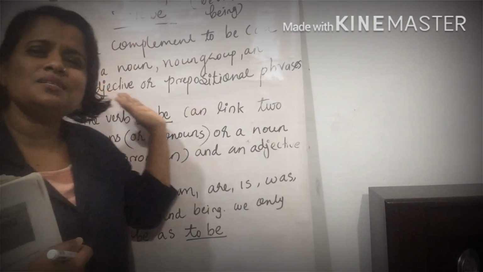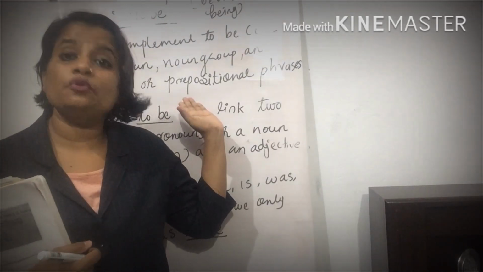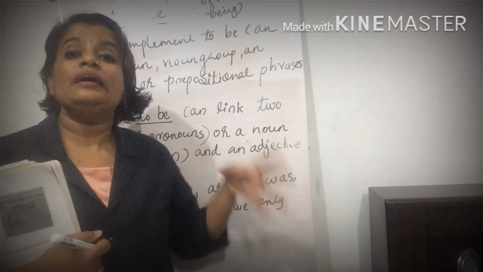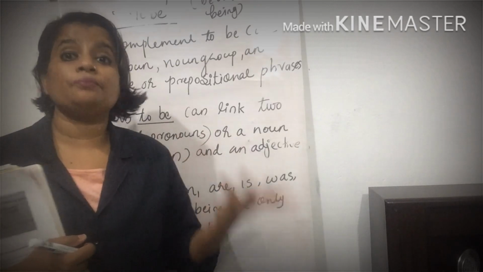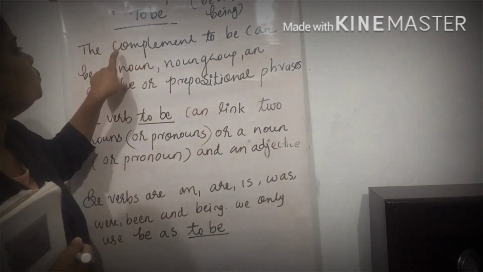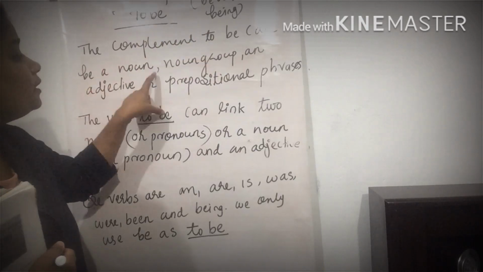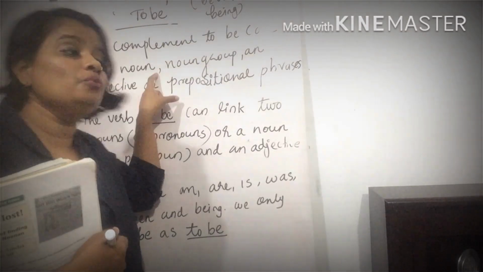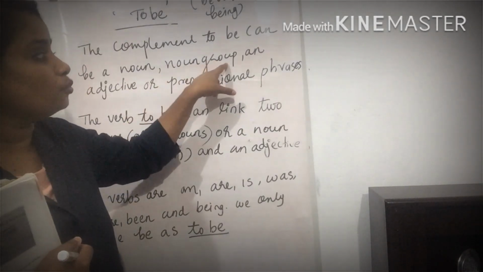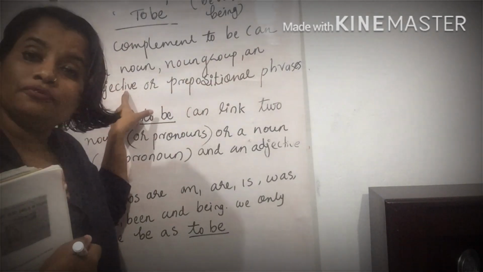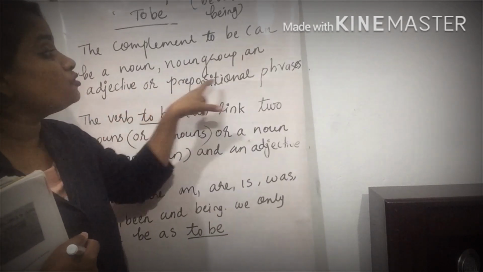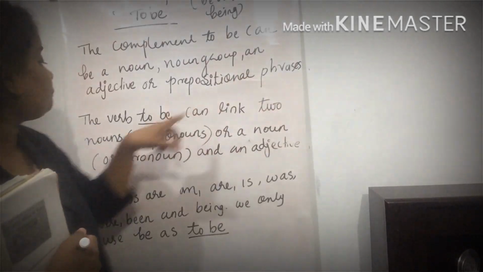To be is a subject complement. It's a kind of verb which doesn't have any action or meaning separately. So the complement to be can be a noun. It can be a noun, meaning subject complement, a noun group, an adjective complement, or prepositional phrases.